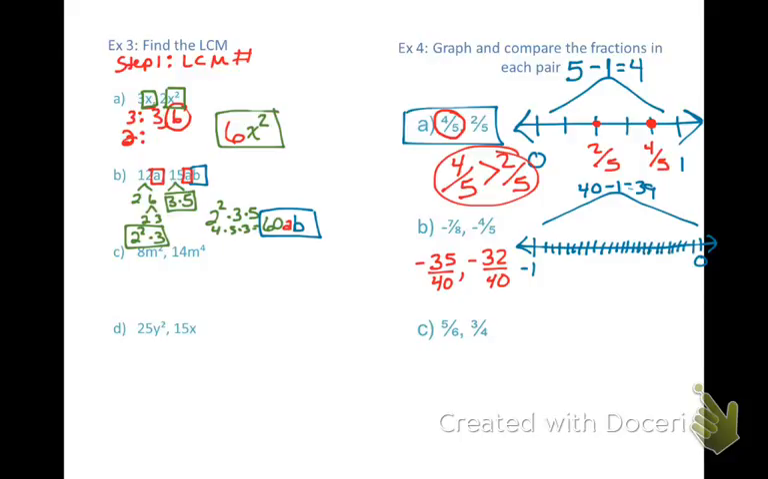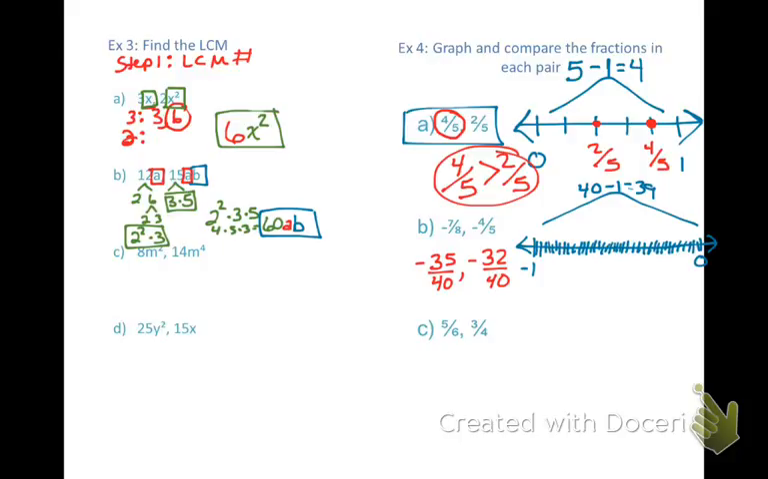1, 2, 3, 4, 5, 6, 7, 8, 9, 10, 11, 12, 13, 14, 15, 16, 17, 18, 19, 20, 21, 22, 23, 24, 25, 26, 27, 28, 29, 30, 31, 32, 33, 34, 35, 36, 37, 38, 39.